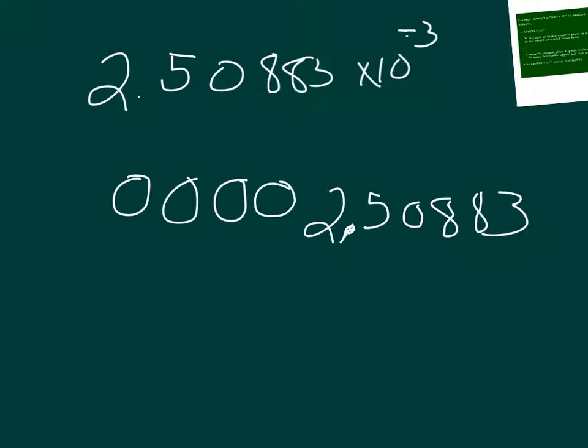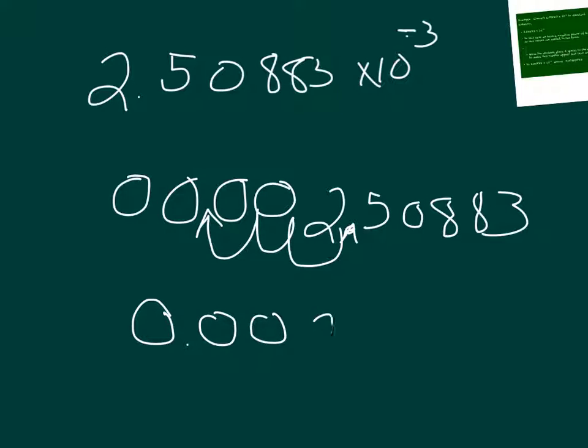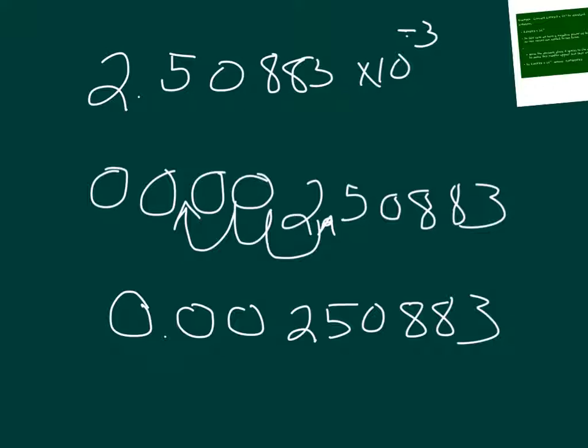So here's where it's starting, right? And I'm going to move it 1, 2, 3 spots, and that's where it's going to end up. So now I can clean this up a little bit, and I have 0.00250883. All right, so notice my decimal place was right here, and I moved it 3 spots to remove that power of 10 and show the standard notation value.